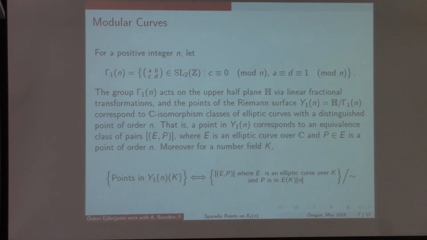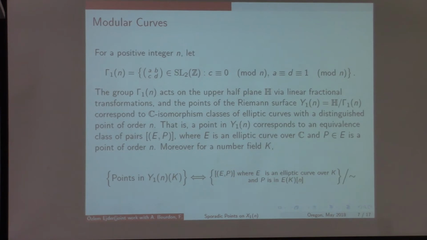The correspondence is that if I take a point on this Y1(N), it's a Riemann surface, so it's an algebraic curve, and it has a certain equation. I just look at the solutions to it. If I take a number field K, and I take a point on it, then that point will give me an elliptic curve defined over this field K and a point of order N, again defined in this number field. This is the correspondence that we need.